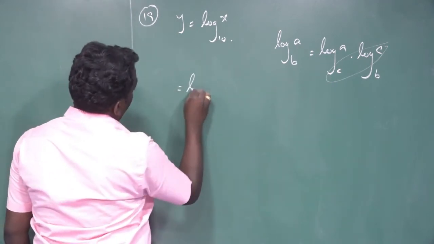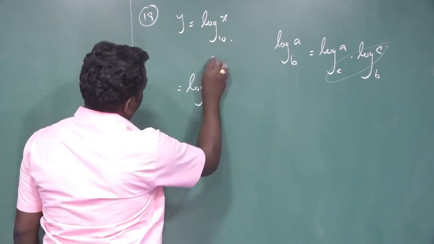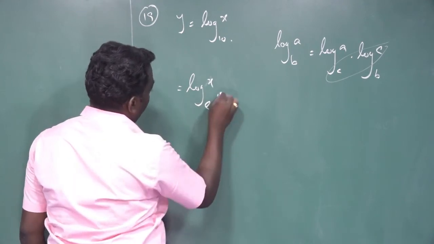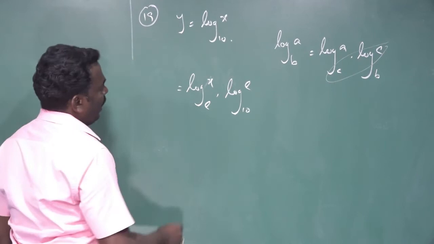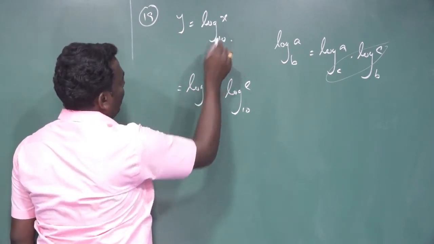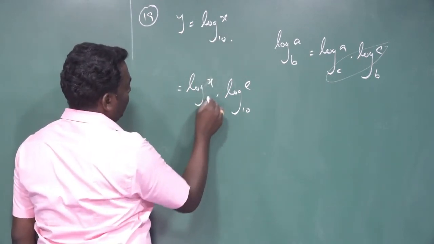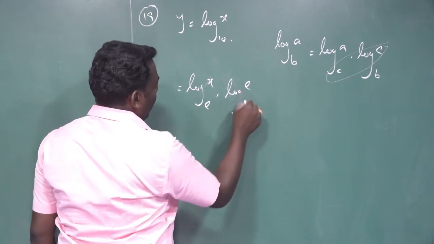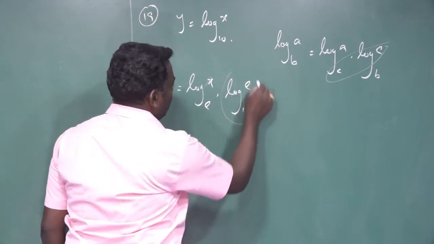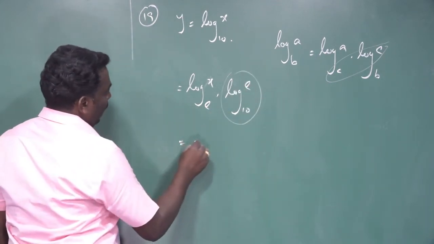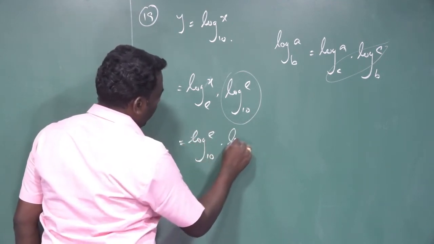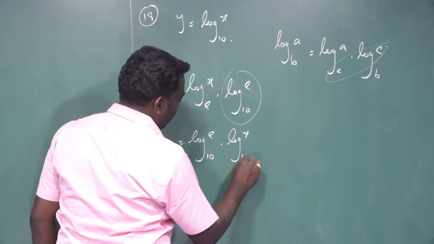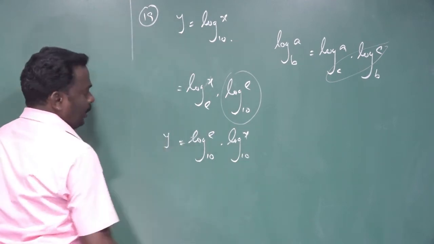We can rewrite as log x base e into log e base 10. Convert log x base 10 as log x base e into log e base 10. Log e base 10 is called a quotient term. We can write log e base 10 into log x base e, and this is given as y.